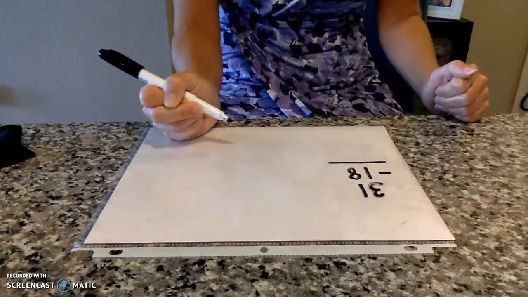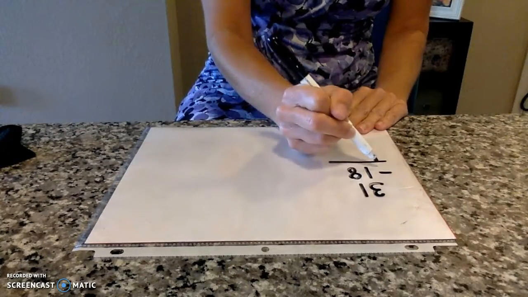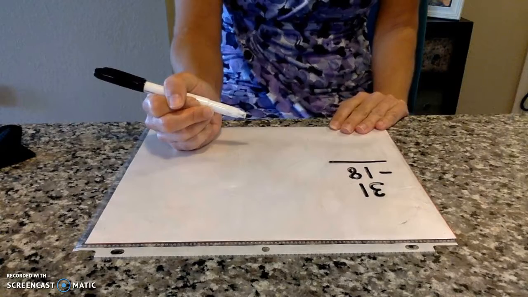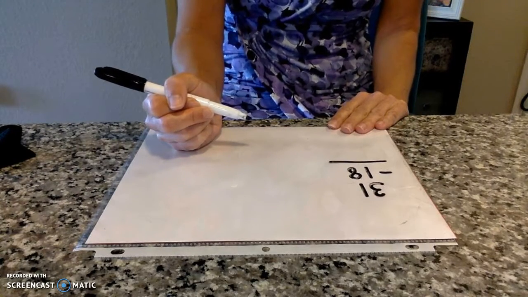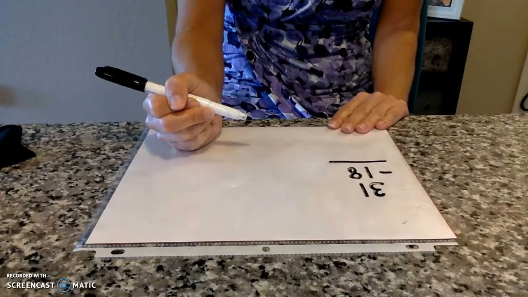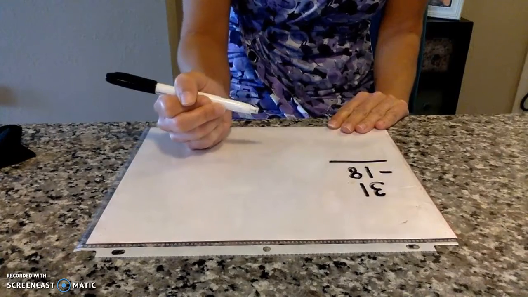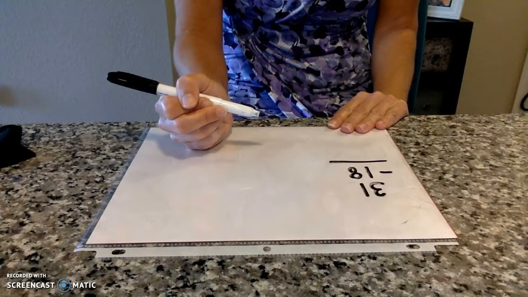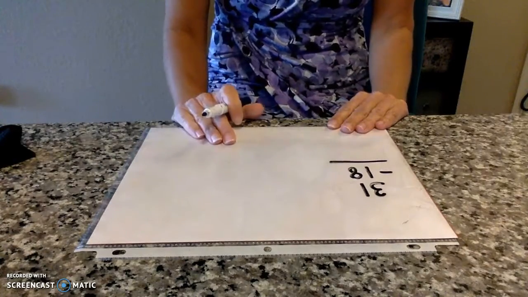Let's go ahead and read today's problem together. 31 minus 18. Nice job, boys and girls. So as we look at this problem, I'm going to ask you this question. What is our whole? Oh, I hear lots of people saying 31 is our whole, and that's correct. What is the part that we know? That's right, 18 is the part that we know.